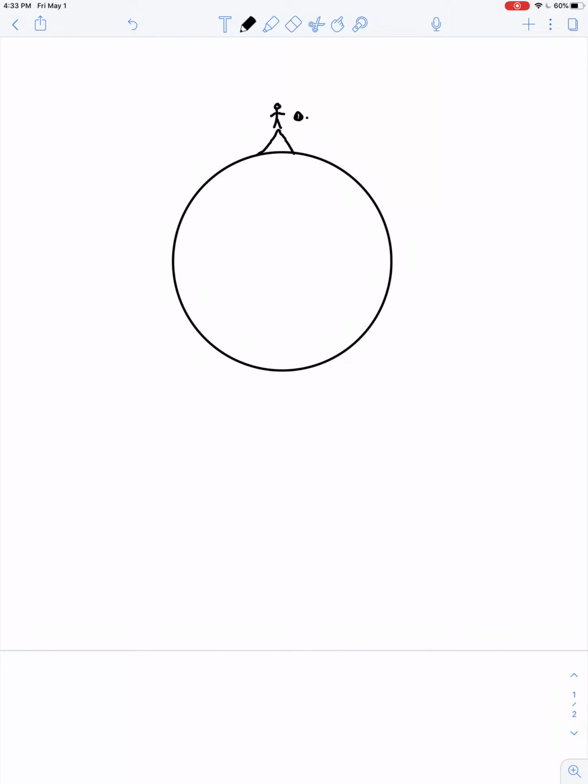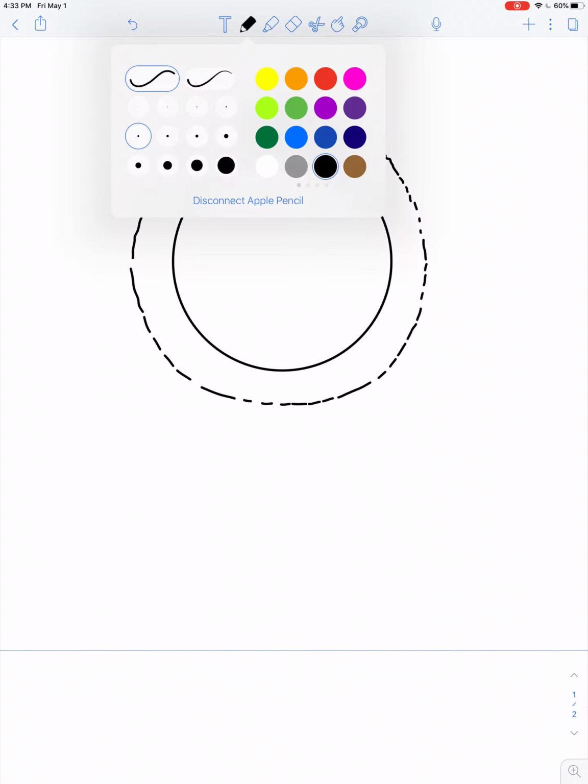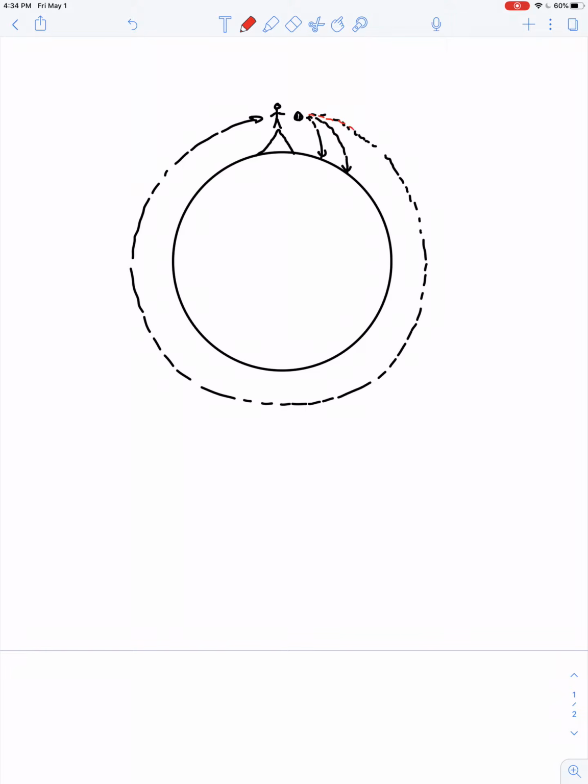And if you throw it too slow, it crashes into the Earth. Throw it a little faster, it still crashes into the Earth. But if you could throw it just right, then it would fall, but not so much fall into the Earth, but rather fall around the Earth. If you throw it any faster than this, it might still orbit the Earth, but instead of a circular orbit, it might go in an elliptical orbit.